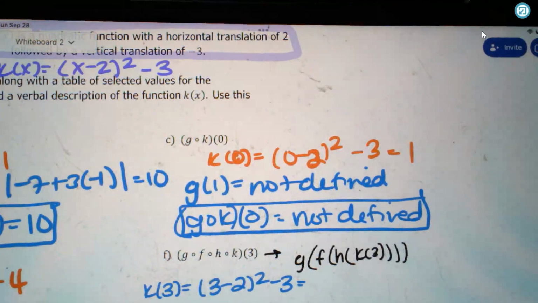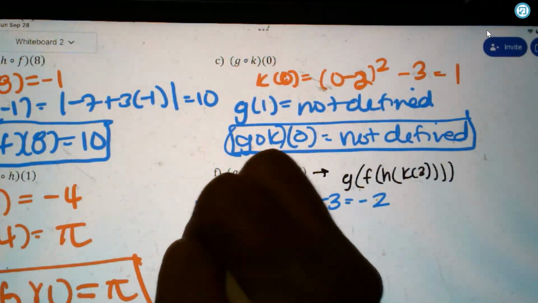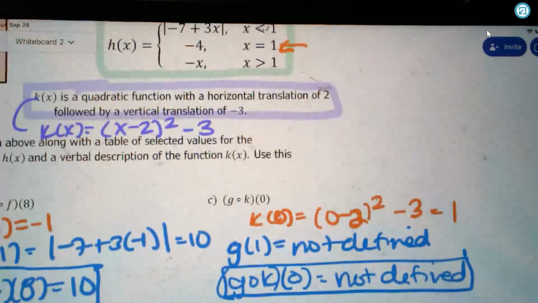3 minus 2 is 1. 1 squared is 1. 1 minus 3 gives me negative 2. So we're good so far. Then we're going to do H of negative 2. So literally you're just going piece by piece.